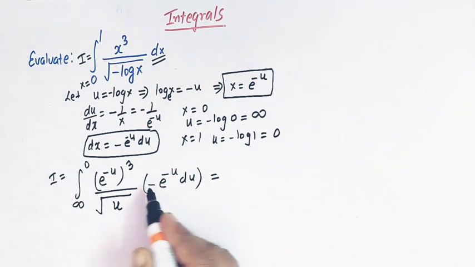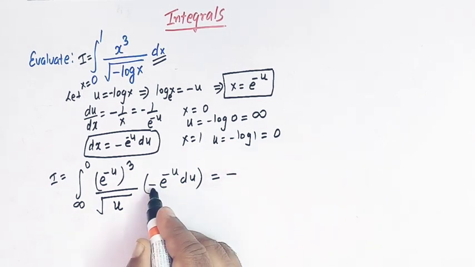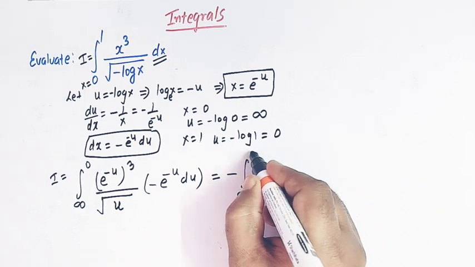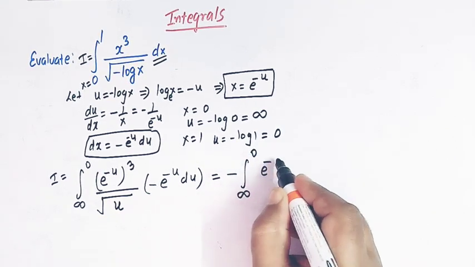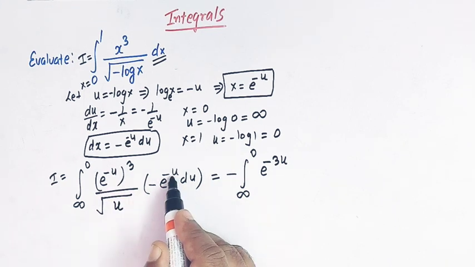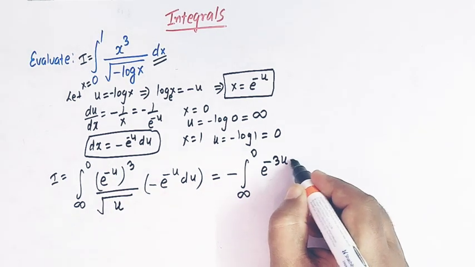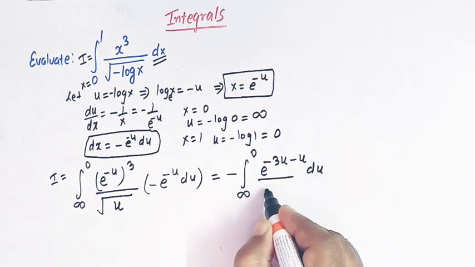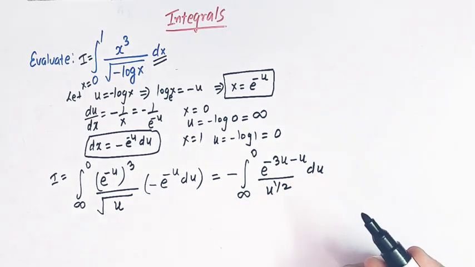Now we can write this integral as negative. We can take this negative sign outside the integral, and we have infinity to 0, e raised to minus 3u. Here we have minus u, so we can write it here, and then we have u raised to half.